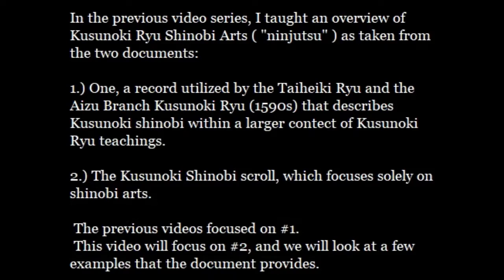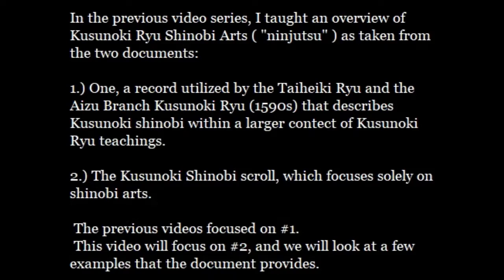That document describes the Kusunoki Shinobi within a larger context of the Kusunoki Ryu teachings. In other words, the document is about Kusunoki teachings in general. It's a larger document, and there's a section where it talks about Shinobi. The second document that I mentioned was the Kusunoki Shinobi scroll, and that of course focuses just on Shinobi arts. I said that it's a later scroll from somewhere in the mid 1600s, give or take. It has 100-something entries, etc.